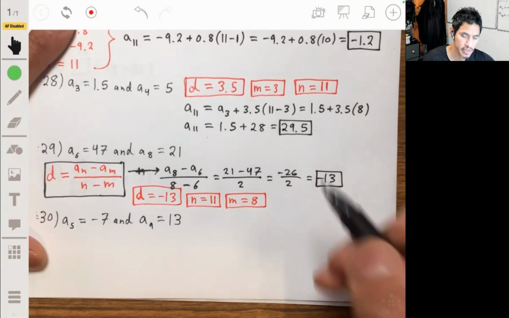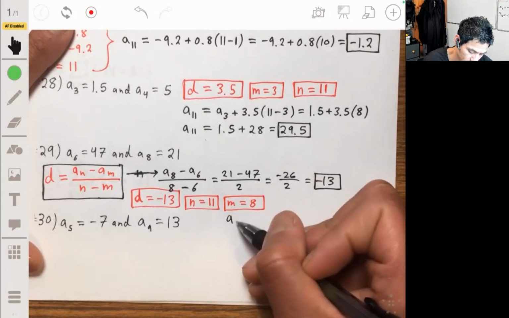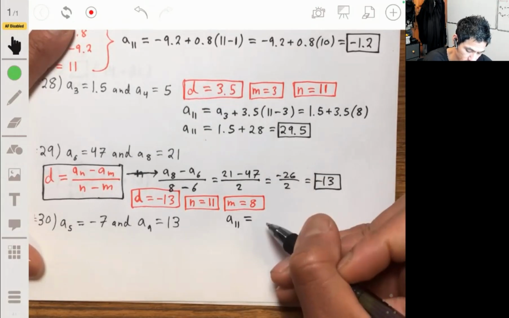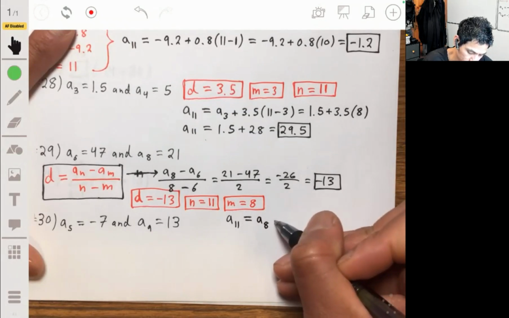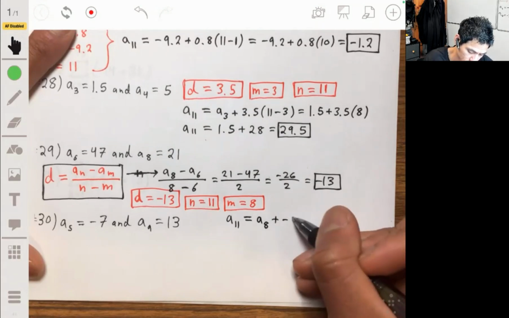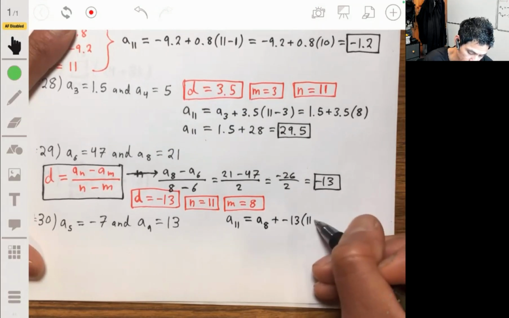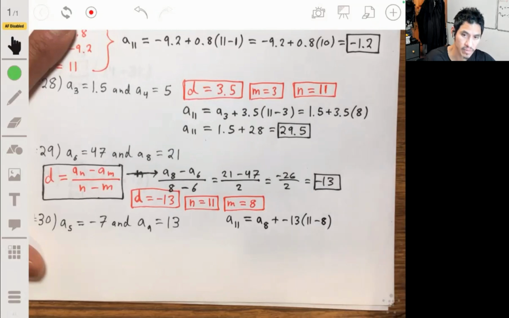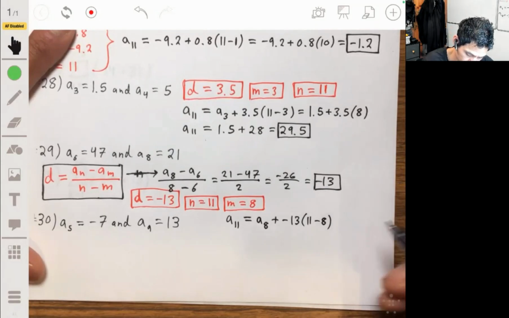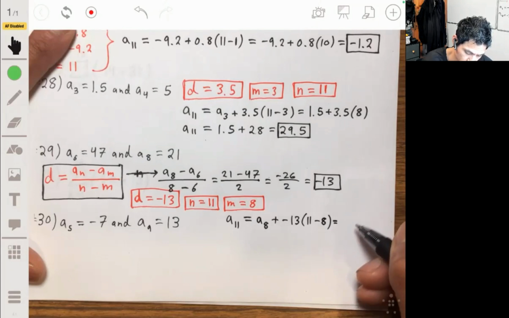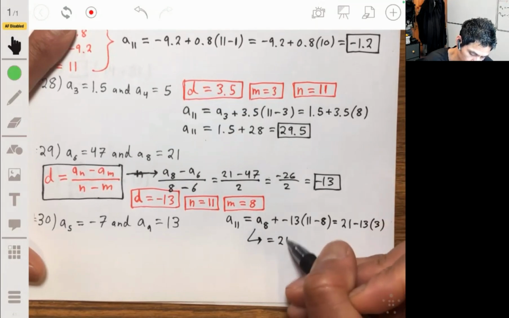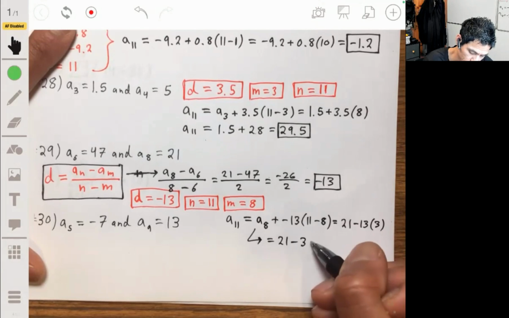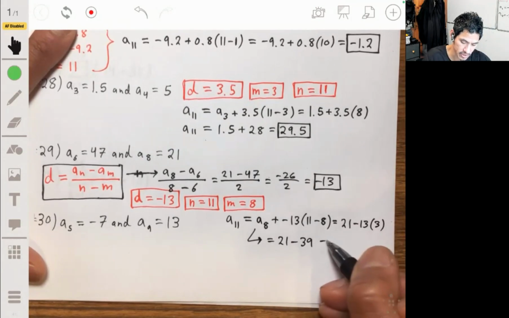And then we use our formula again for the nth term. So we can have A11 equal to Am, or A8, plus d, so plus negative 13 times 11 minus 8. This will be then 21 minus 13 times 3, or 21 minus 39, and that'll be negative 18.